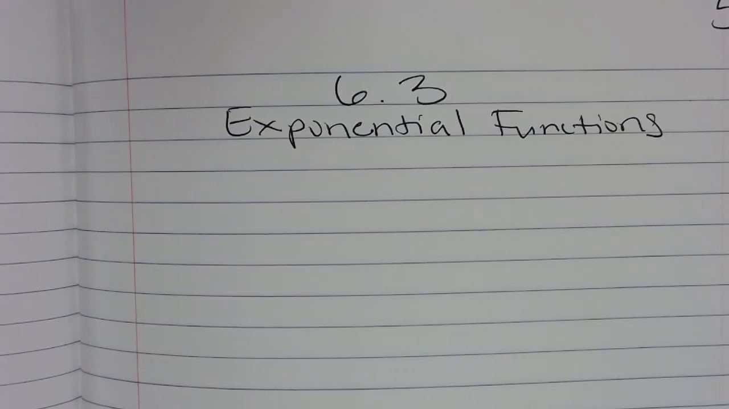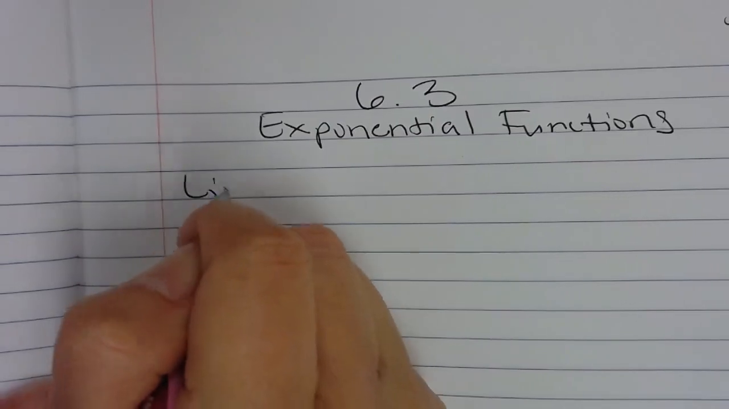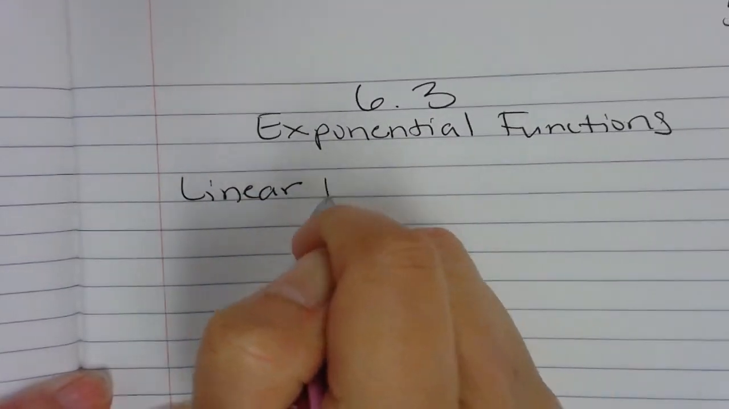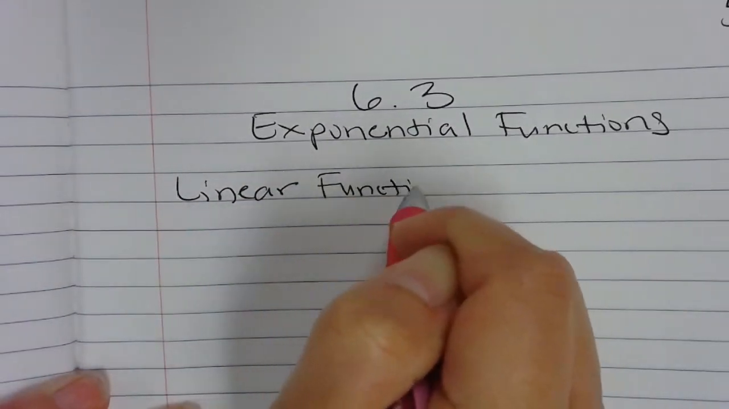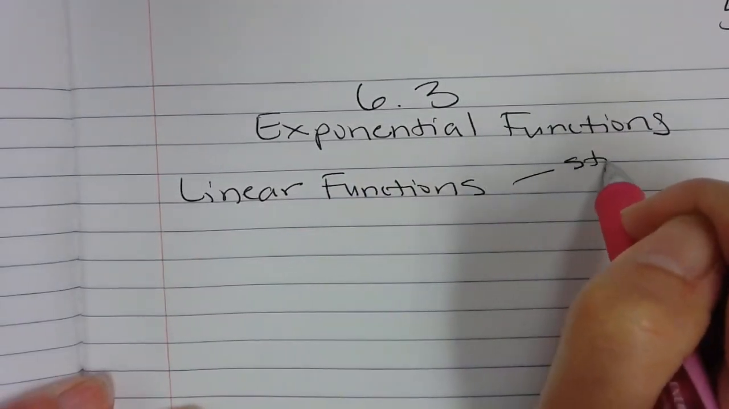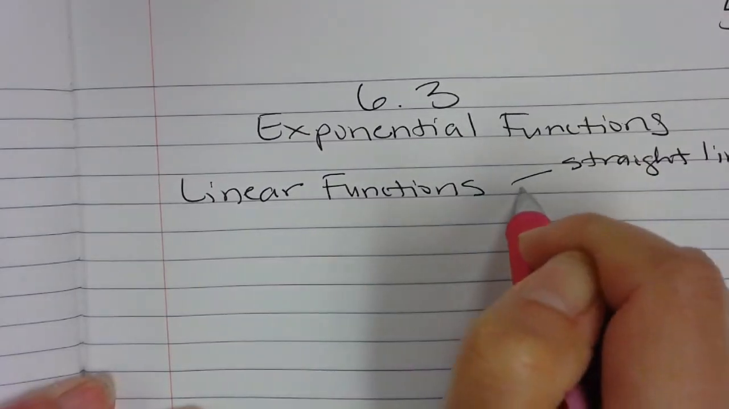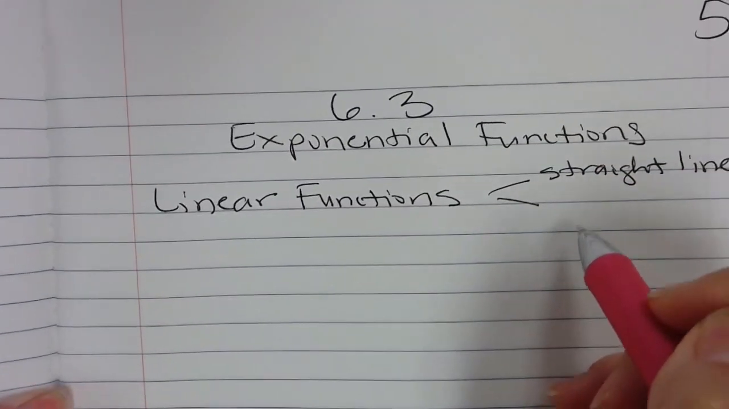Okay, so we're going to start at 6.3 exponential functions. Up until this point, what type of function have we been analyzing? Linear. Very good. And linear functions graphically look like what? A straight line. Algebraically, what's the formula? y equals mx plus b.